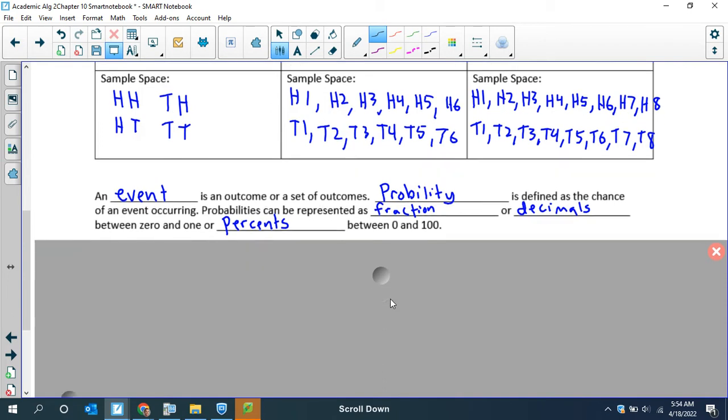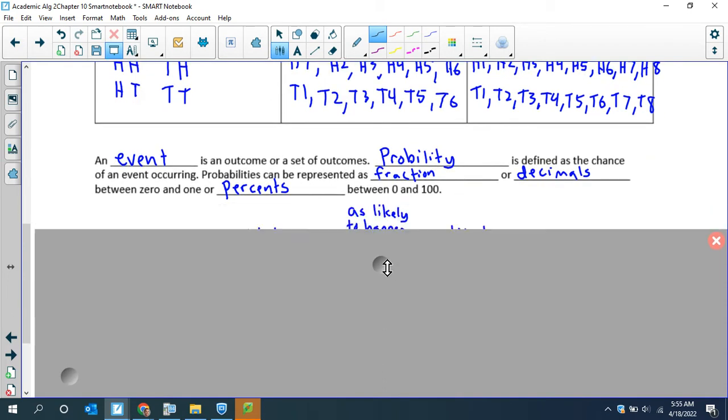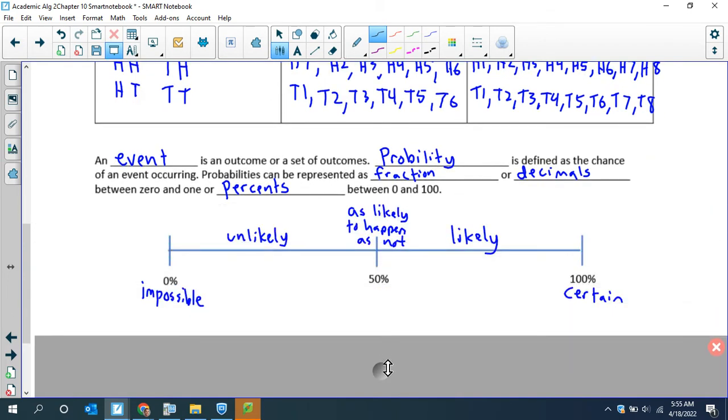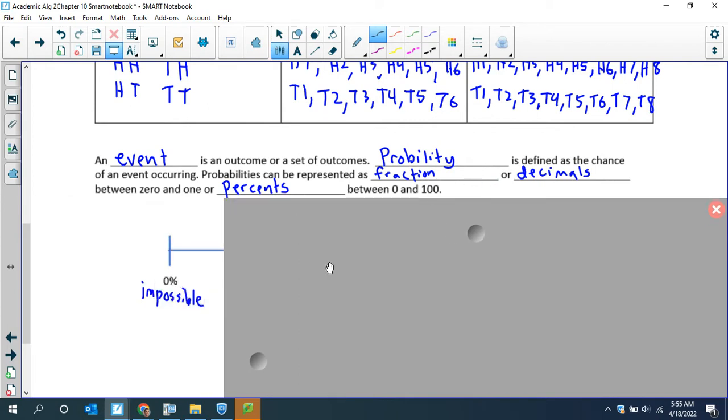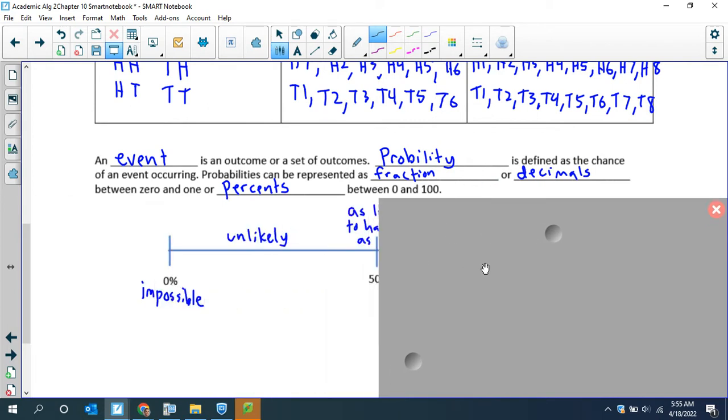If we look at the number line on the bottom, it shows what we have. Something with a 0% chance of happening is totally impossible. No shot of happening. Something that is less than 50%, obviously we would say is unlikely, but it is still possible. And the closer you get to 0%, the more and more unlikely it becomes. So something like 2% is more unlikely than something like 40%.